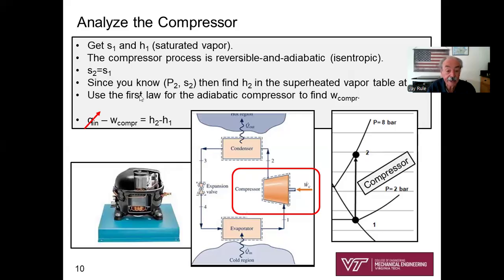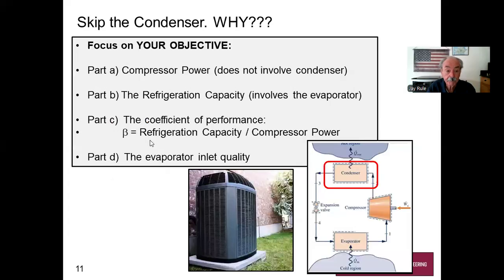I'm going to show you how to do that. And then we'll use the first law to find w of the compressor. Since it is an adiabatic and reversible compressor, we're going to be able to solve flat out for w compressor. Little w compressor, W dot over m dot, is simply going to be h2 minus h1.